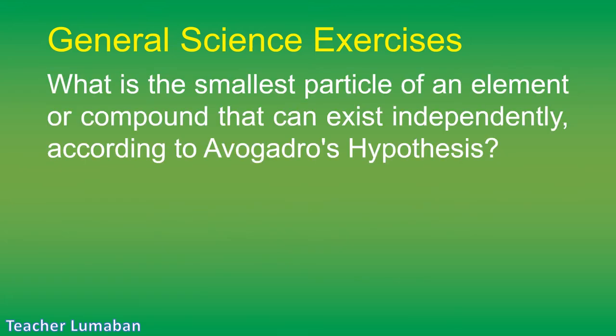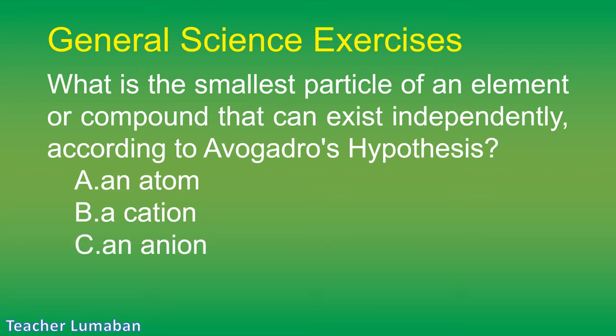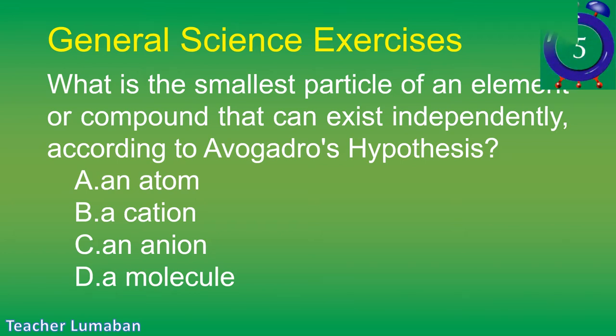What is the smallest particle of an element or compound that can exist independently, according to Avogadro's hypothesis? Letter A, an atom. Letter B, a cation. Letter C, an anion. Letter D, a molecule. Choose the suitable answer to the following choices in 5 seconds.